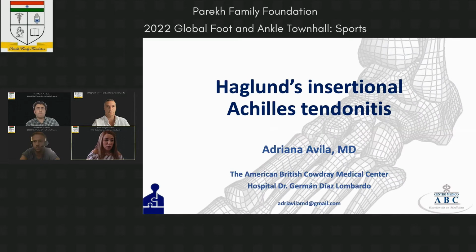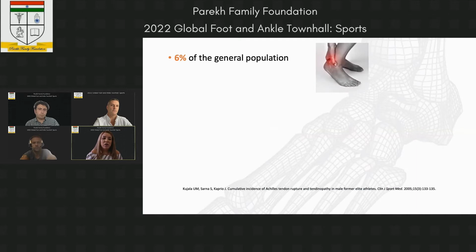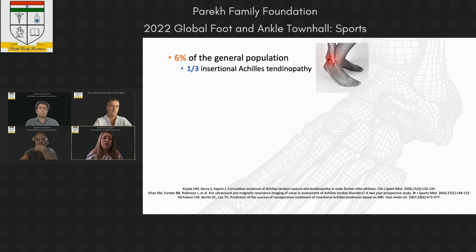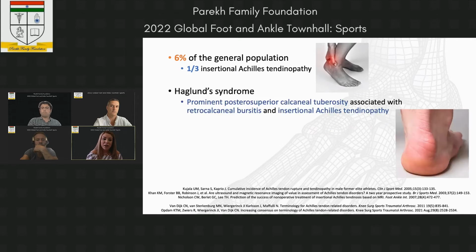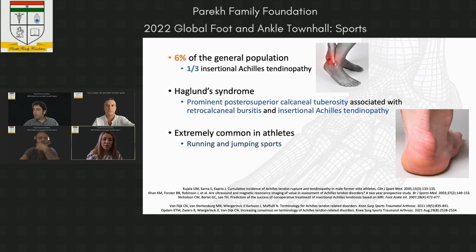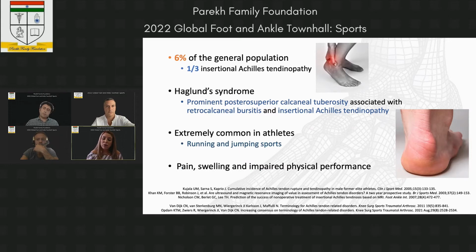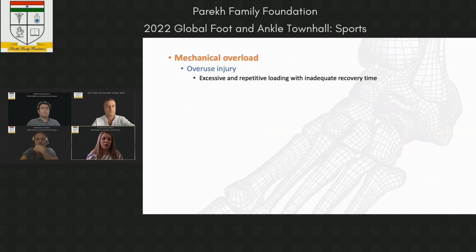So I'm just going to give you a very brief overview so we can get started with the cases. So 6% of the general population will have Achilles pain in their lifetime. And out of these patients, a third will have insertional pain. So Haglund syndrome is comprised by a prominent posterior superior calcaneal tuberosity, also retrocalcaneal bursitis, and insertional Achilles tendinopathy. It's very common in athletes, especially in running and jumping sports. And patients will present with a triad of pain, swelling, and impaired physical performance, which will limit their sport participation.